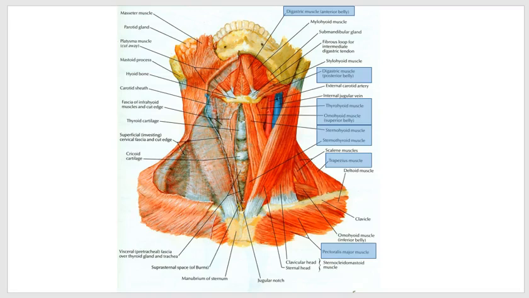As we move down to the neck, we have our digastric muscles, anterior and posterior belly, thyrohyoid, omohyoid, sternohyoid, sternothyroid, trapezius, and then your pectoralis major. These we'll talk about later when we move down. But they're important, and you can see them in this figure.